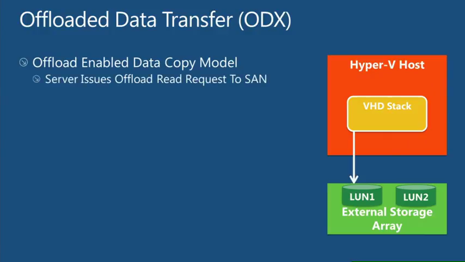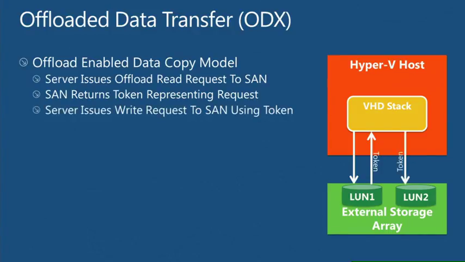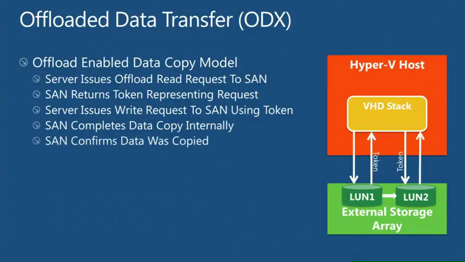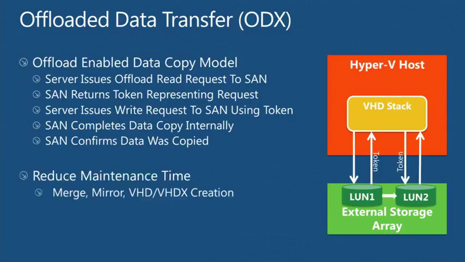So the data copy model is pretty similar. You issue a read down to the SAN, and instead of it sending data back, it sends a token representing that particular data. And we take this token and send it down to the destination disk. The SAN completes the copy from wherever it needs to be copied from, to its destination, and sends back a confirmation. So you've just literally taken away the need for the host CPU and memory to be used for the purposes of copy.